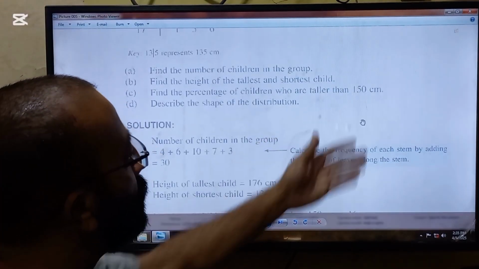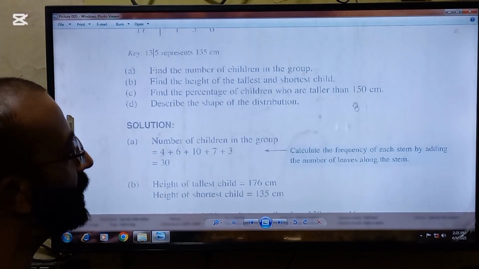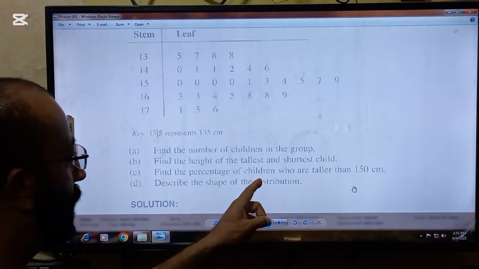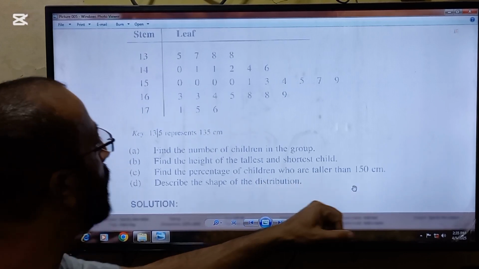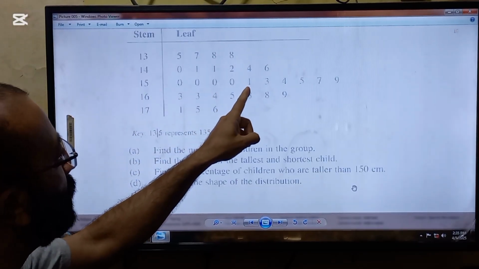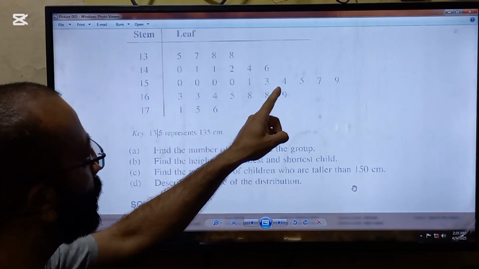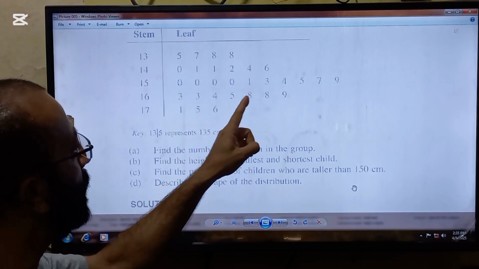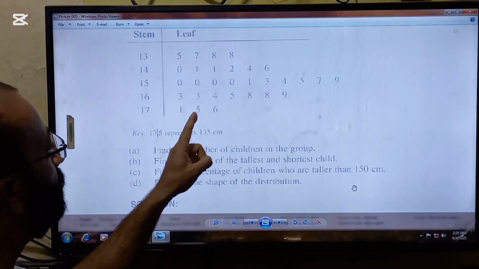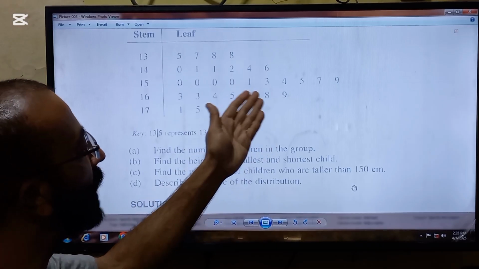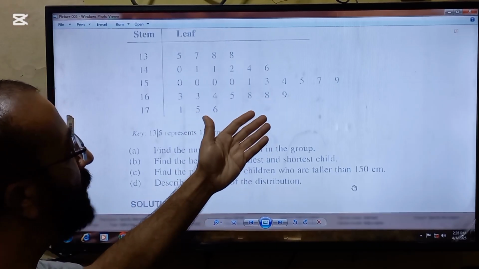So first we have to count the children who are taller than 150 centimeters. So here is 150, and more than 150 will be counted from here. So 1, 2, 3, 4, 5, 6, 7, 8, 9, 10, 11, 12, 13, 14, 15, 16. So 16 children are more than 150 centimeters.